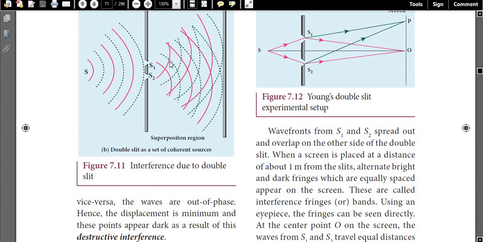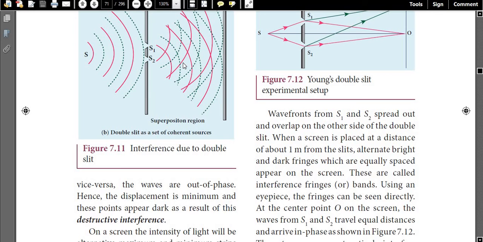So crest and trough, already we know the wave: the maximum of the wave is the crest and the minimum is the trough. Where crest and crest or trough and trough meet at any point, that is constructive interference. The amplitude is maximum. Where the crest of one wave meets the trough of another wave, it is called destructive interference because the amplitude is minimum. Amplitude of the wave being minimum is called destructive interference. Amplitude of the wave being maximum is called constructive interference.